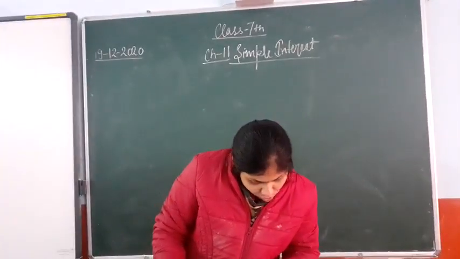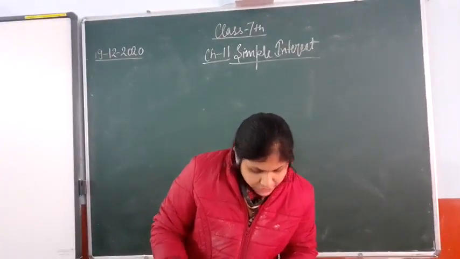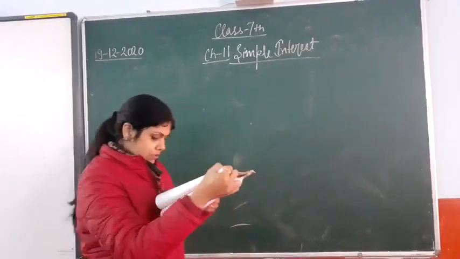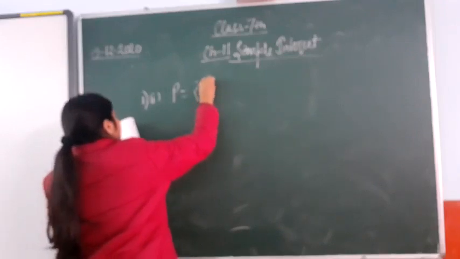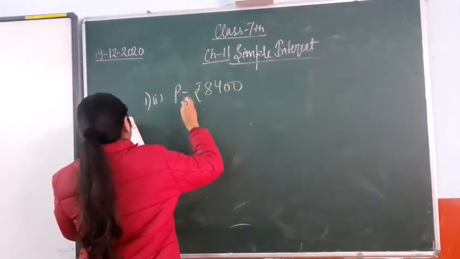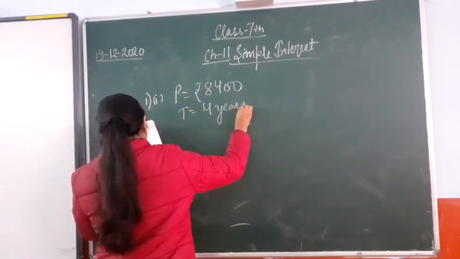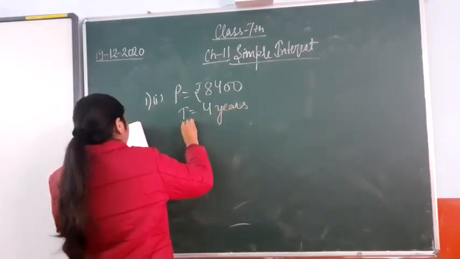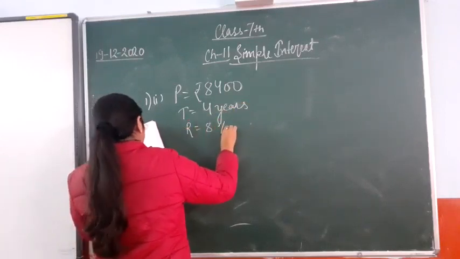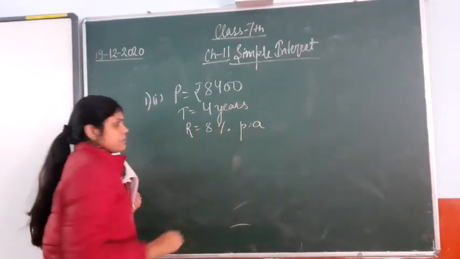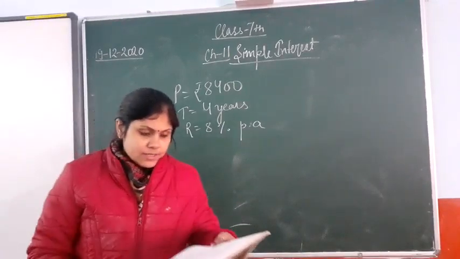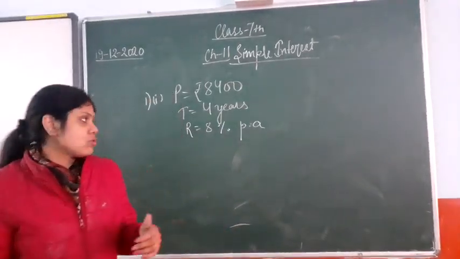Exercise 11A. Find the simple interest and amount on each of the following. So I will just do the first and third one. First question: rupees 8,400, time is given as 4 years, and rate is given as 8% per annum. We write it like this, per annum. And you have to find simple interest and amount also.